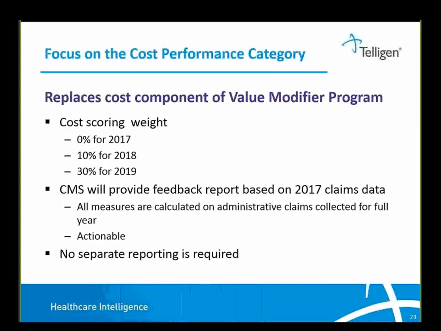Now, all the measures are going to be calculated by CMS on the administrative claims that are collected for a full calendar year, so there's no separate reporting that's required, which is a nice positive for you folks. CMS will provide a feedback report based on the 2017 claims data. This is going to be similar to the QRUR. They do intend to make it a little bit more user-friendly, so you can use the information on the cost feedback report to target areas for improving your cost for which the eligible clinicians are directly responsible. There are some things that you are not going to be directly responsible for that you can't change.